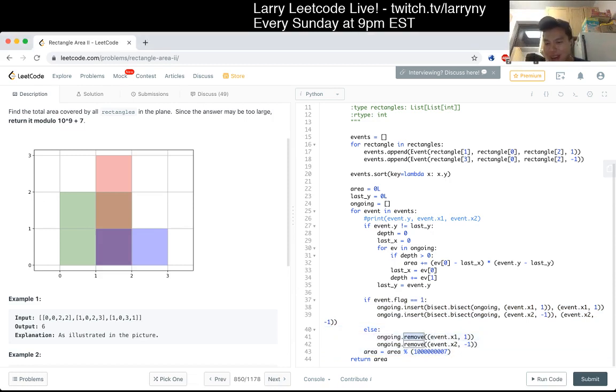Actually, I could probably do this removal with bisection too, right? Yeah, I guess I could have. So I could even optimize that, but in this case, no, it's still n squared as a result, because this is O of n, right?